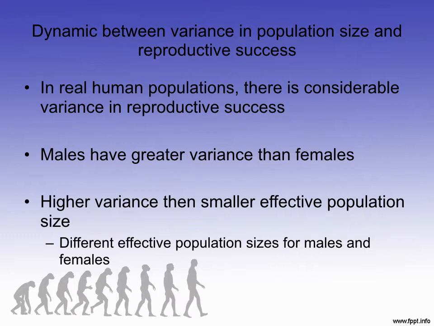Effective population or effective population size is the size of the population of individuals that are actually reproducing. So you may have a population of 1,000 individuals, but if only 10 of those individuals are actually capable of reproducing and having access to reproductive events, your effective population size is much smaller.